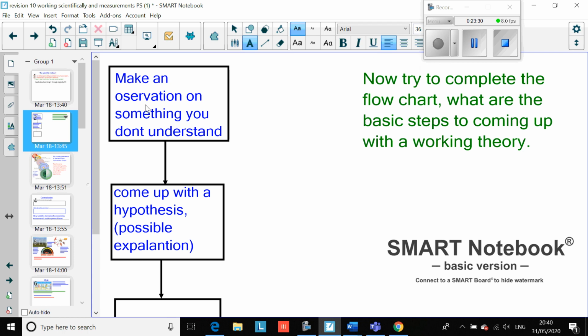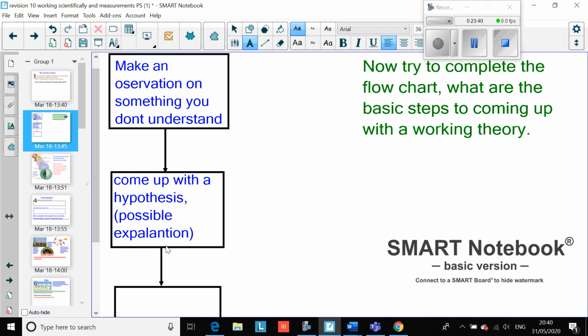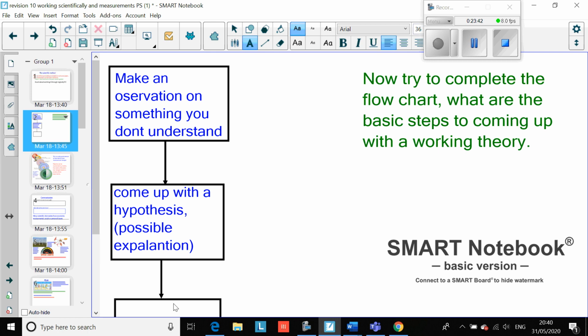Okay, so I've done a flowchart. I've done the first sort of 3 steps. So you make an observation on something you don't understand, and then you come up with a hypothesis, so a possible explanation. And then I want you to apply the other steps.